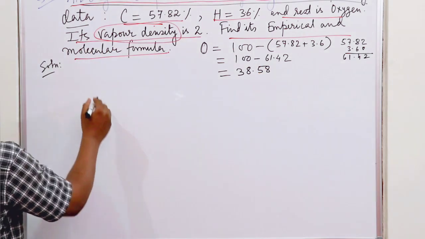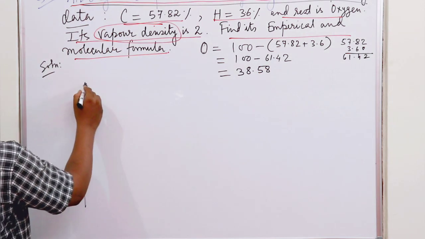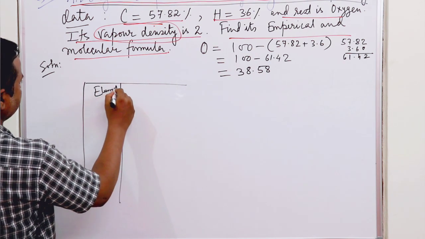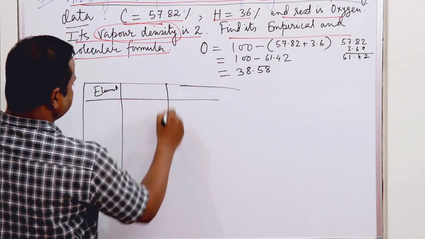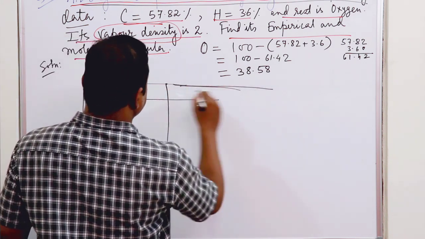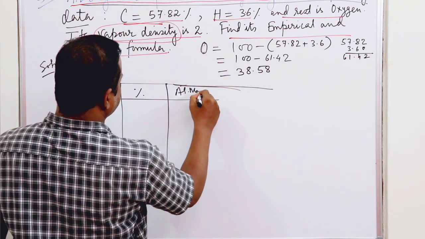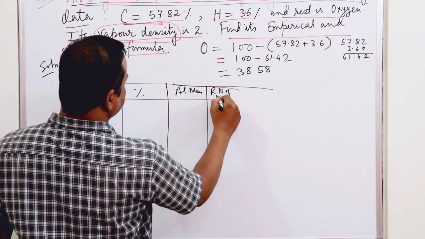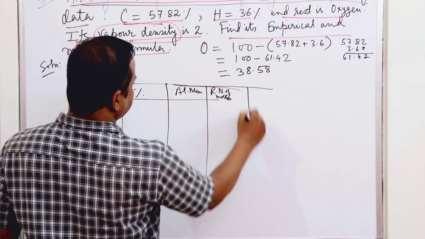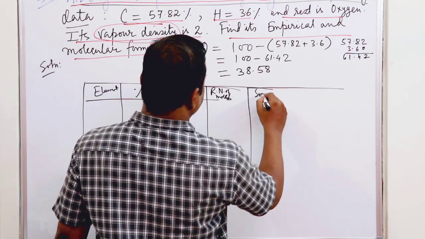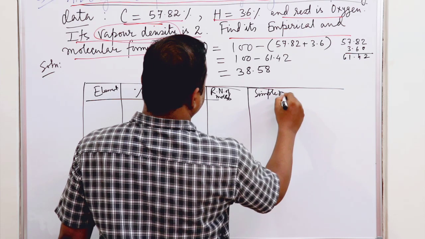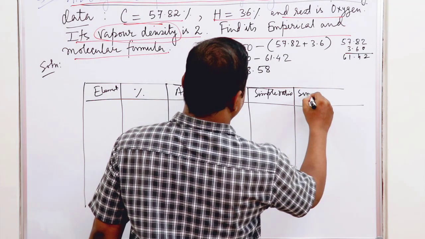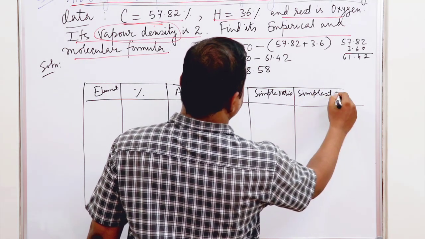Okay, so this is the percentage. Now we have to make 6 columns: element, then percentage, atomic mass, relative number of moles, simple ratio, and simplest whole number ratio.